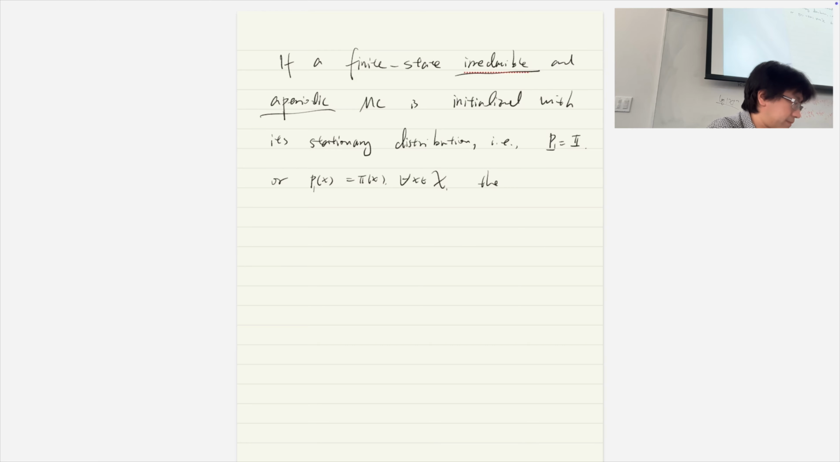Then the Markov chain forms a stationary process, or stationary random process, or the homogeneous Markov source is stationary.